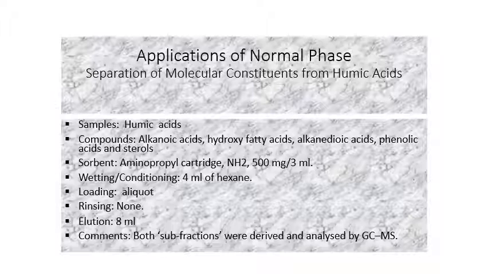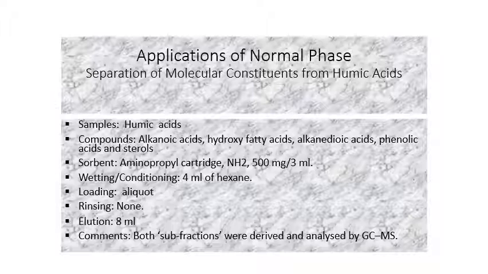Wetting or conditioning: 4 ml of hexane is used for wetting. Loading of sample: an aliquot of humic substances was dissolved in dichloromethane isopropanol 2:1 volume by volume and loaded into a solid phase extraction cartridge column. Then rinsing is not allowed.